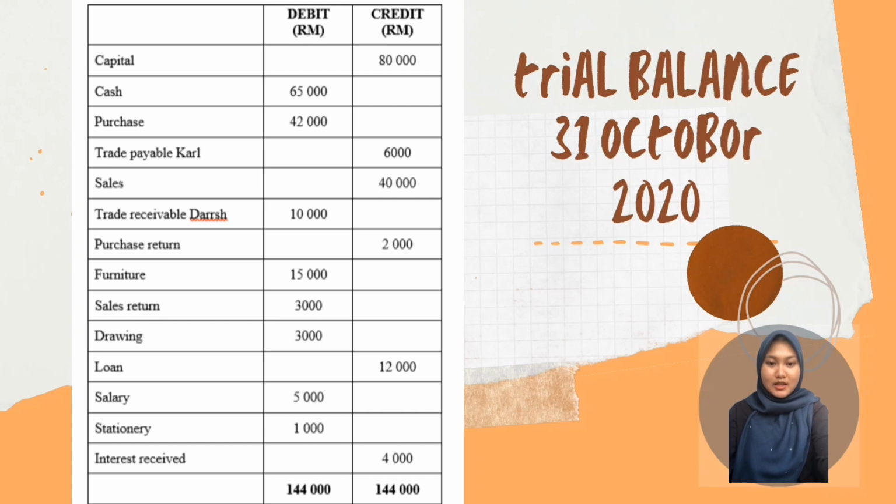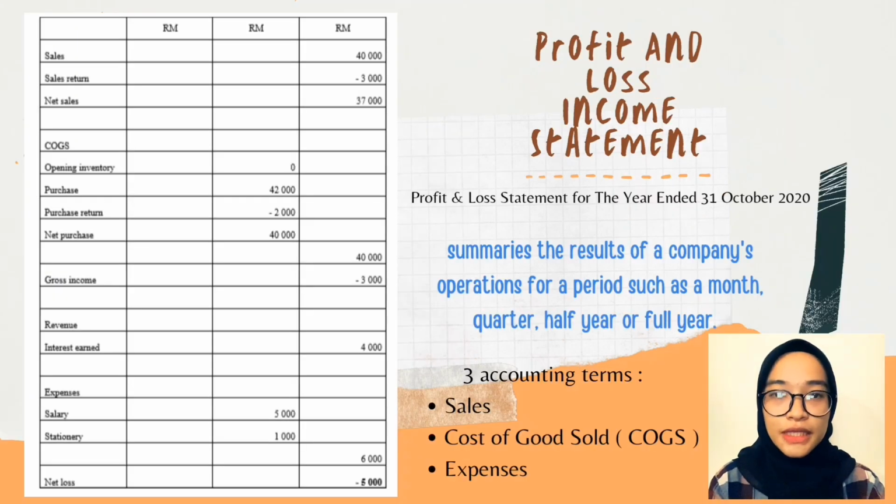And at last, calculate the debit side and credit side to find the balance on both. And lastly, this balance amount is 144,000.